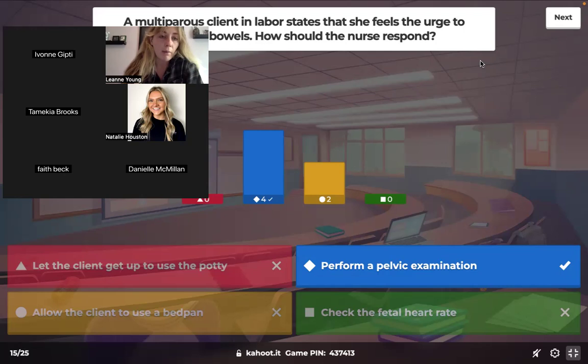So if you have a mom, this is like her fourth baby, and she's telling you that she needs to poop, I'm not going to let her get up and go to the bathroom. If we do a pelvic exam and she's still only like 6 centimeters, then as long as she doesn't have an epidural, we can help her up and help her go to the bathroom, or help her to the bedpan. But the first thing I would do is check her cervix to make sure that this baby is not about to come out.